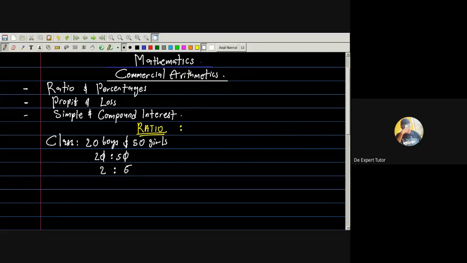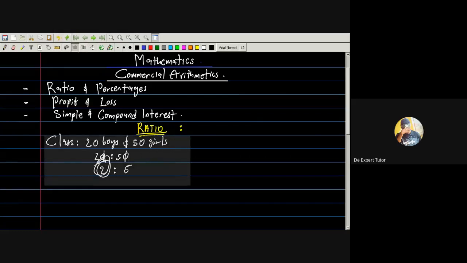So that's what we use ratio to do. We use it to compare between two quantities. So this means that for every 2 boys, I have 5 girls. That's the meaning of ratio. We compare between two quantities.